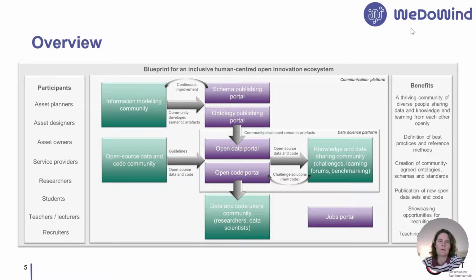We do this in our WeDoWind ecosystem using our blueprint. The green boxes are showing the 4 different communities which come together on our new platform, and the purple boxes show the different portals we have. In the next video, I'm going to show you the new platform and how these communities come together on the platform.